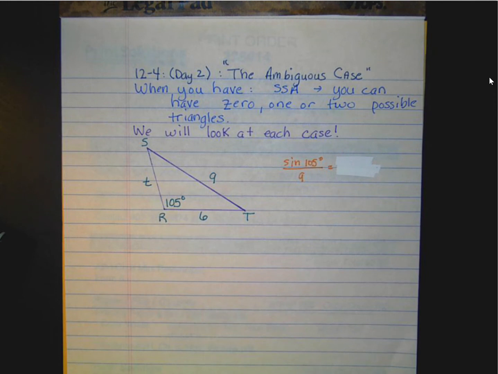Now, in this case, unfortunately, we have to be careful because it will not always make a triangle. Even though I drew this triangle, it might not be one. You can have no triangle, you can have one triangle, or you can have two. So we're going to look at each case. I'm going to do an example of each. So if we start with this one right here.